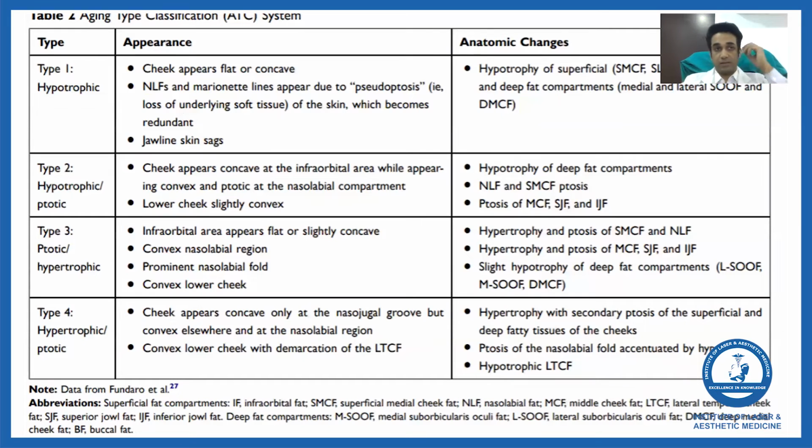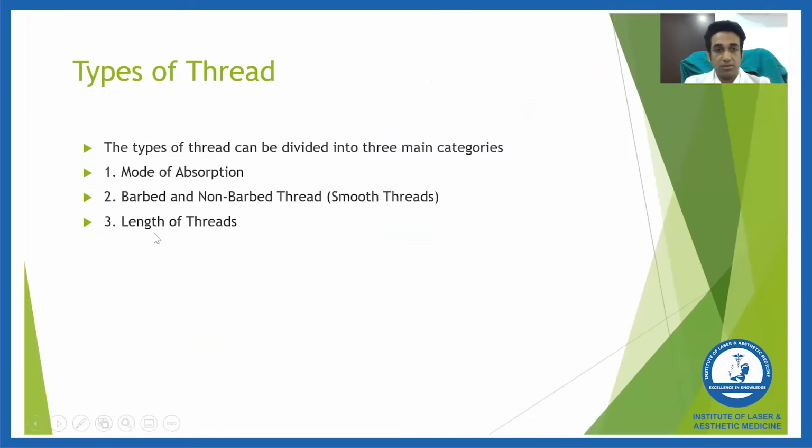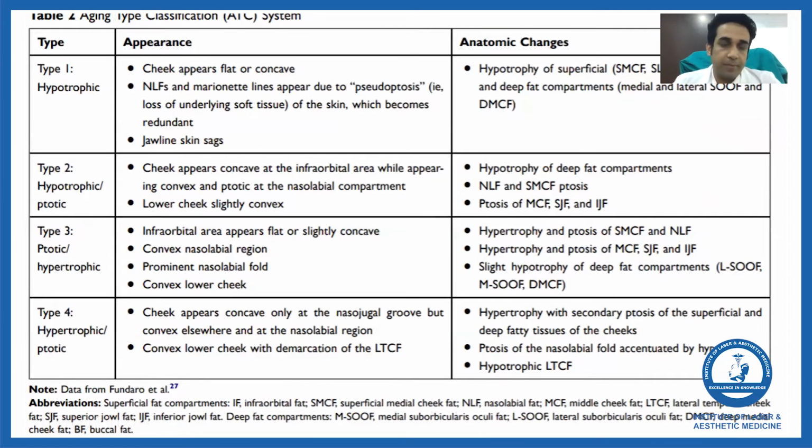After everything, this is what I want you to quickly click a picture of also. Okay. All right. So there is this classification from Fundaro et al. Fundaro is basically a great researcher when it comes to aging. So he has a lot of publications on aging. He studied some thousands of people on their pattern of aging, and then he divided all of them into 4 categories as mentioned here.